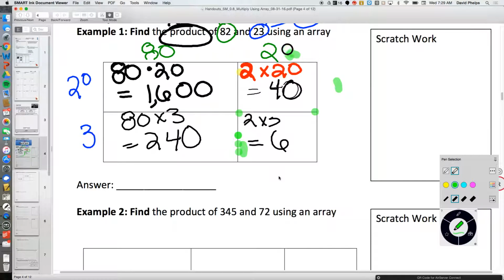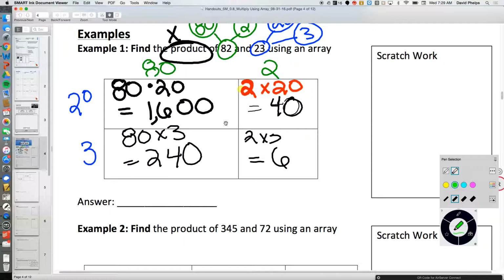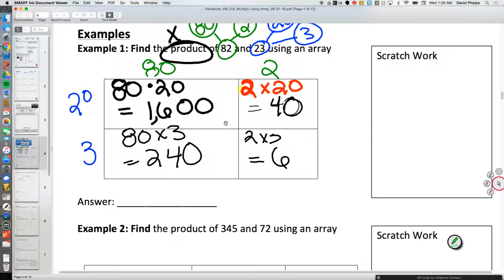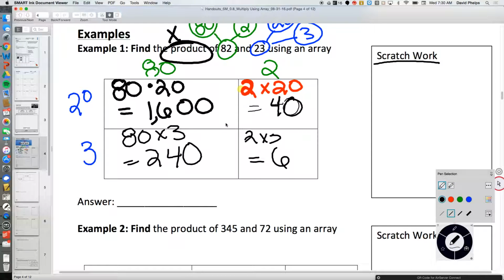So that's the fun part of the array, but we're not done yet. We want to find the actual product of 82 times 23. To do that, we need to add up all of our partial products here. So take your pencil again, and in your scratch work area, add up all of these numbers really carefully.